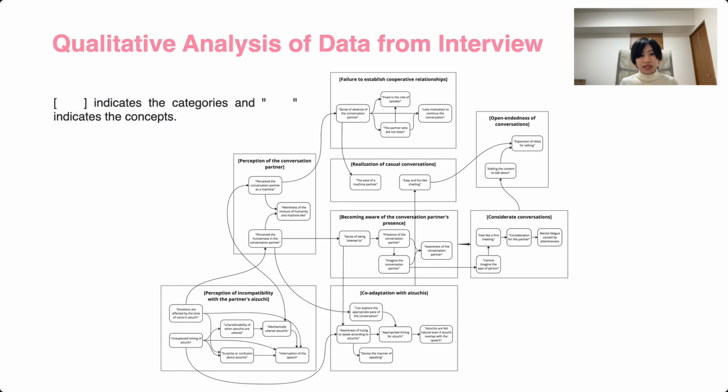Next, the data from the semi-structured interviews were analyzed using the modified grounded theory approach. This analysis was conducted in terms of the process of generating synlogic conversation by Aizuchi-bot. 30 concepts were generated and 8 categories were found. I'll explain the process for categories related to synlogic interactions such as cooperative relationships, co-adaptation, and open-endedness.